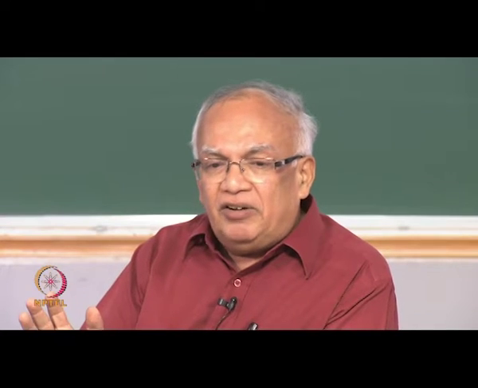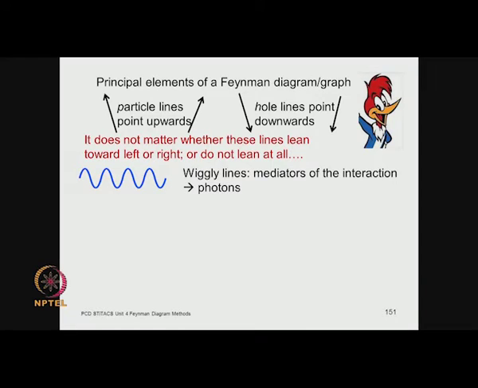It does not matter whether it is leaning to the left or leaning to the right. So, that is completely irrelevant in our diagrammatic representation. Then you have these wiggly lines, which are sometimes, as I mentioned, also drawn like dashed lines or dotted lines. So, you can have different conventions for that. We will be using the wiggly lines. So, these represent the mediators.